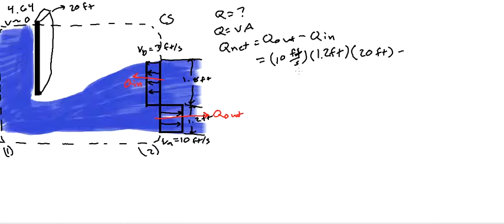Minus, we have 3 feet per second, which is occurring over the top 1.8 feet. Should be a decimal there. Times 20 feet. Alright, these both come out to be in feet cubed per second. That is correct. That is exactly what we want. That is flow rate. It's the volume that goes out per second.